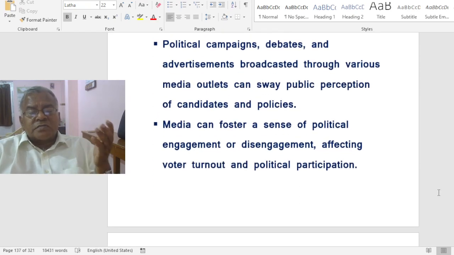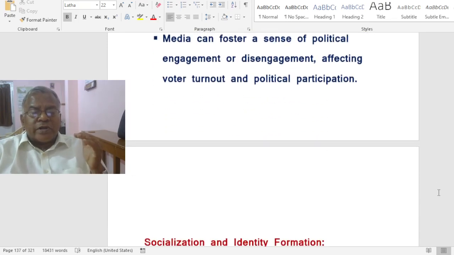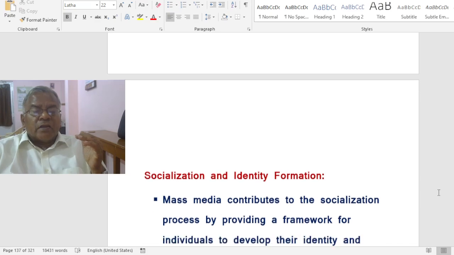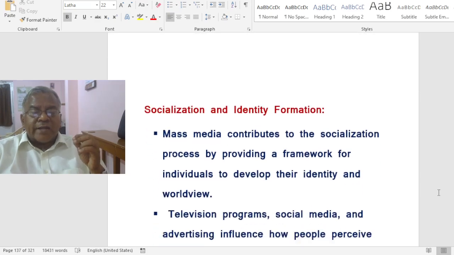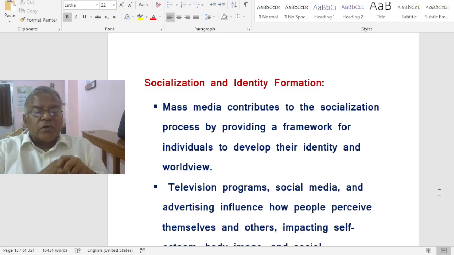Media can foster a sense of political engagement or disengagement, affecting voter turnout and political participation. Then socialization and identity formation. Mass media contributes to the socialization process by providing a framework for individuals to develop their identity and worldview.